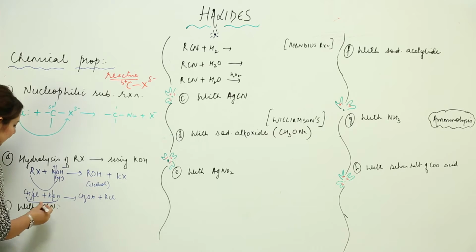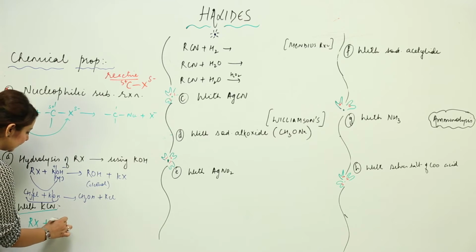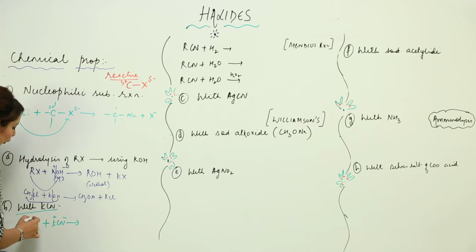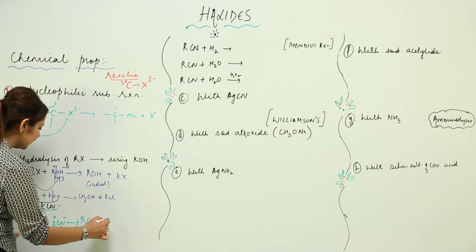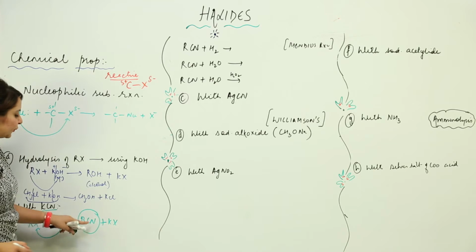Next is with KCN. Suppose I have an alkyl halide and I am adding KCN. I know this is my nucleophile, this is my positive group and this is my halogen. So this cyanide is going to replace the halogen, and I am going to get alkyl cyanide plus KX. So this is a cyanide group.